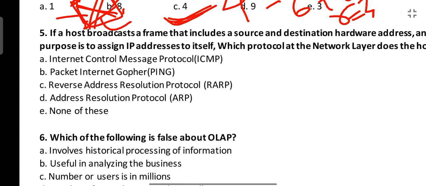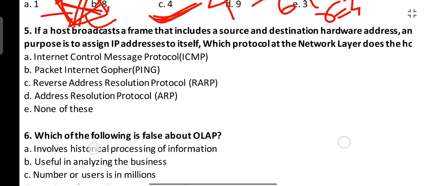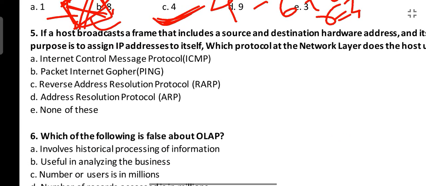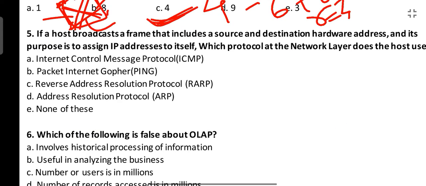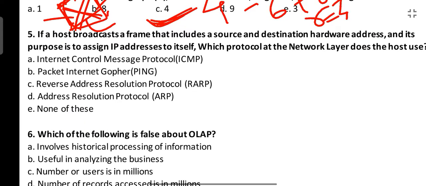Next is, if a host broadcasts a frame that includes the source and destination hardware address, and the purpose is to assign an IP address to itself. So we know hardware address means MAC address, and it is assigning an IP address to itself. Which protocol at the network layer does the host use? We know from MAC to IP the protocol is RARP, and the reverse of it is ARP, from IP to MAC.